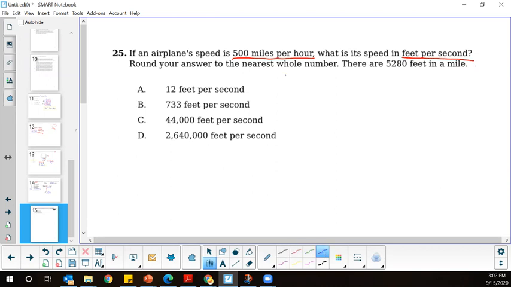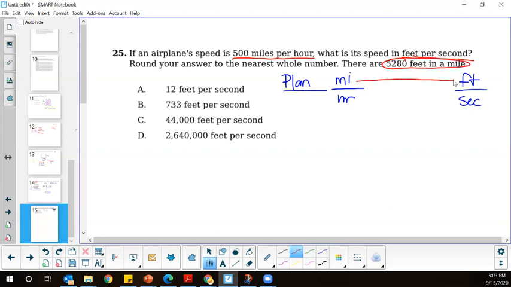So the first thing we're going to do is come up with a plan. What is our plan? What units are we starting with? We're starting with miles per hour, and we want feet per second. So we need two plans, okay? The first plan is going to be miles to feet. Do we have a conversion for miles to feet? Yes, we do. They told us right here, 5,280 feet in a mile. So I can go straight from miles to feet. I have a conversion for that, all right?